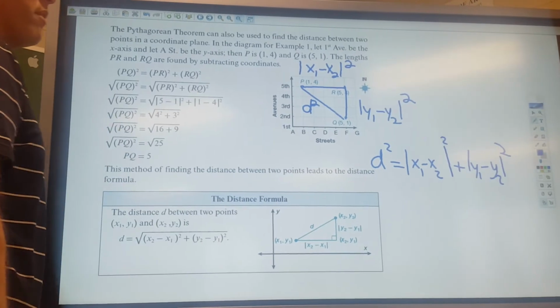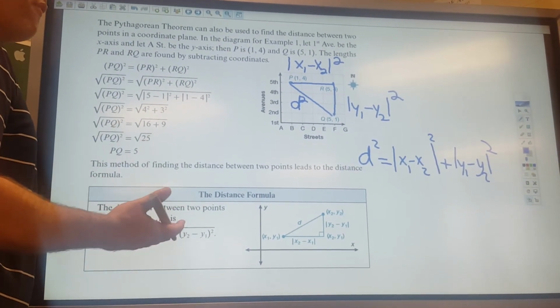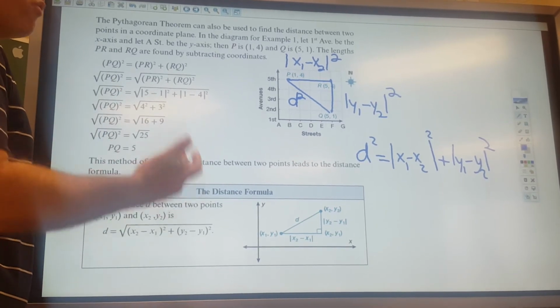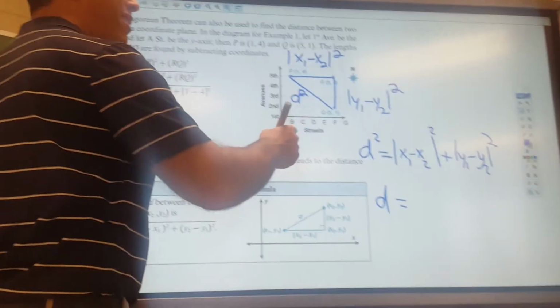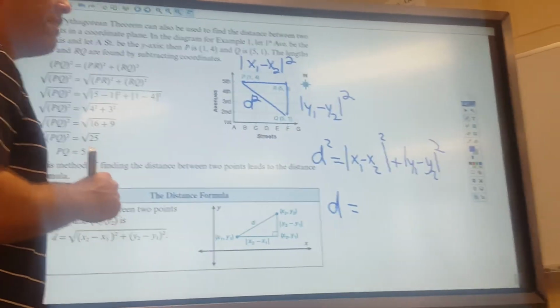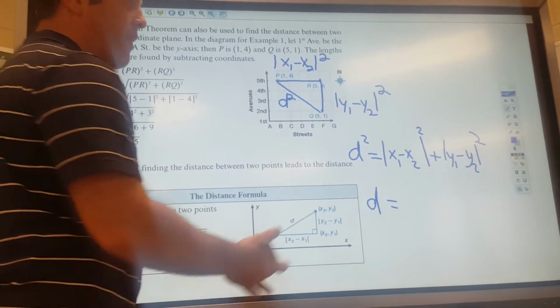Get out of the way so you can see that. Take a moment if you're taking notes with that. All right, now if I solve for d, what would be the last step? It would be to take the square root. So if we take the square root of the whole thing, now, absolute value, do I really need that if I'm squaring it? I don't. When I square it, it's going to make it positive anyways.